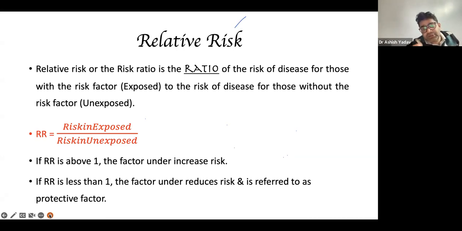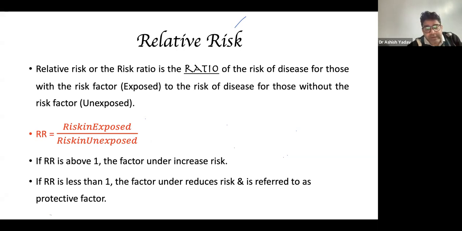So relative risk or risk ratio is the ratio of the risk of disease for those with the risk factor, that is exposed, to the risk of the disease for those without the risk factor, unexposed. That is, relative risk is risk in exposed divided by risk in unexposed. So it's a ratio. If RR is equal to 1, risk in exposed is equal to risk in unexposed. So if it is 1, we would be saying that whatever you are assuming is really not a risk factor, because whether exposed or unexposed, there is no difference.